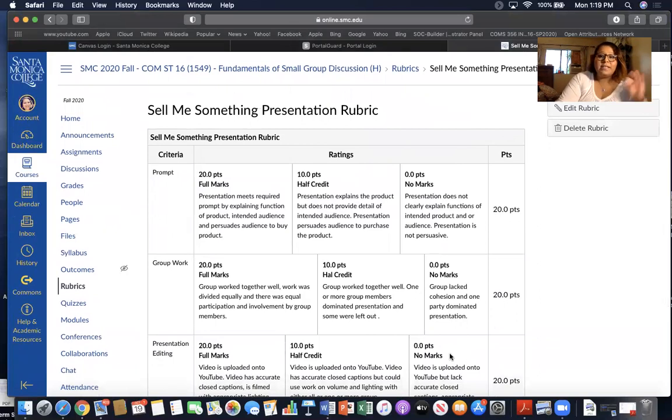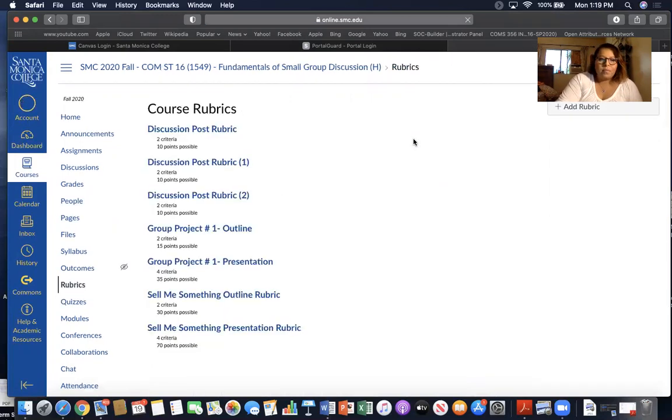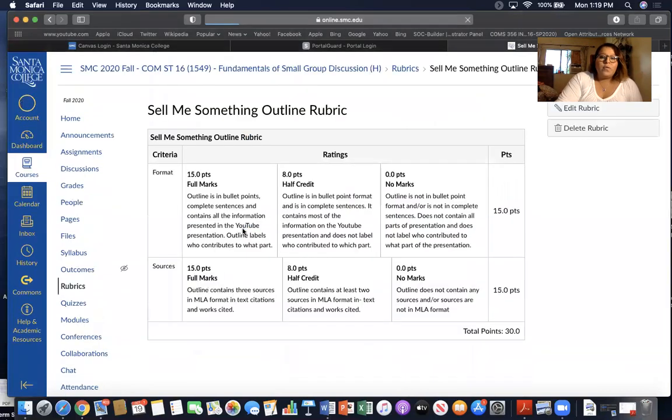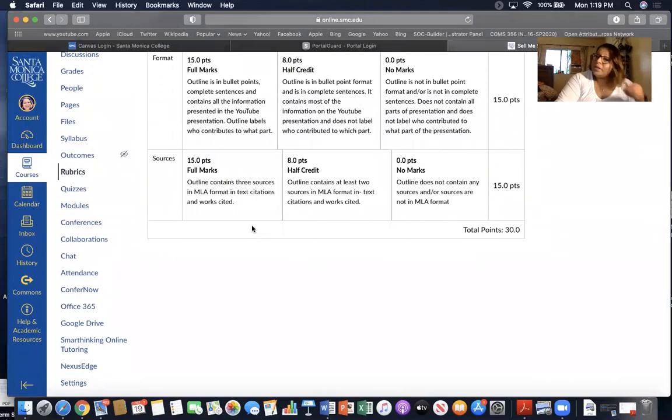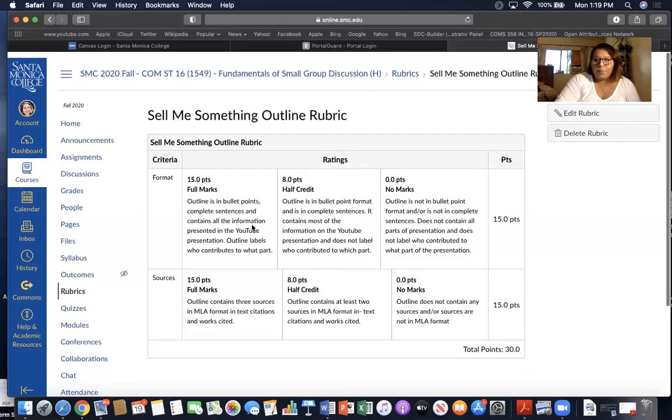So that's what your presentation is going to be looking like. Again, the rubric looks exactly the same for the outline as it did last time. So let's take a quick look at it. It looks exactly the same. It just has more points. For this one, the outline is in bullet points, complete sentences. It contains all the parts of the presentation on YouTube, and it has the names of who contributed to that part. And lastly, it contains the 3 sources in MLA format. You have in-text citations as to where you use the sources, and you do have a works cited at the end of your project. Very simple.